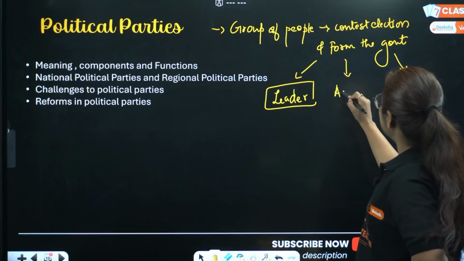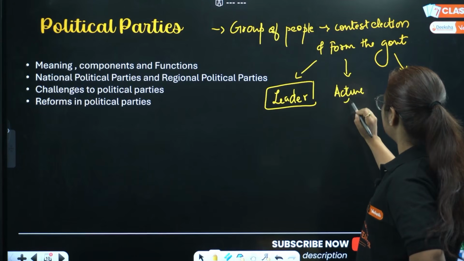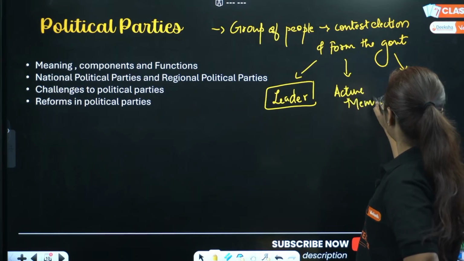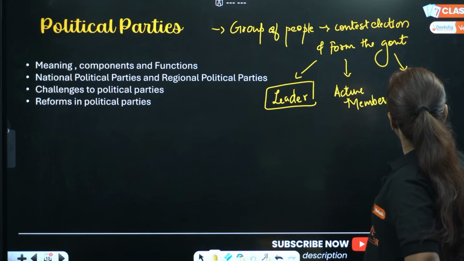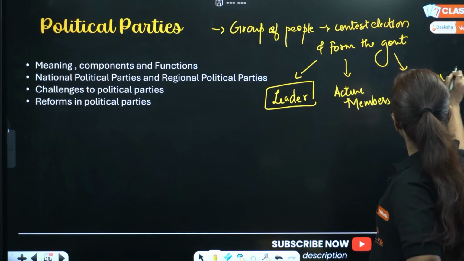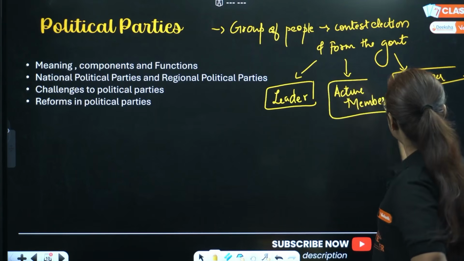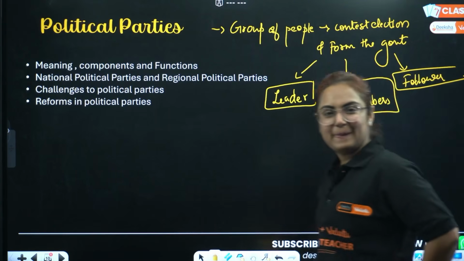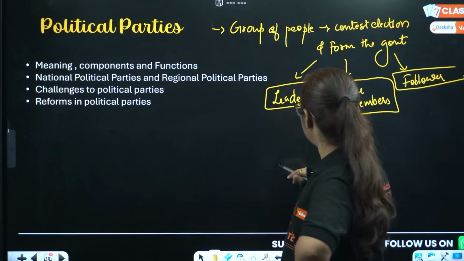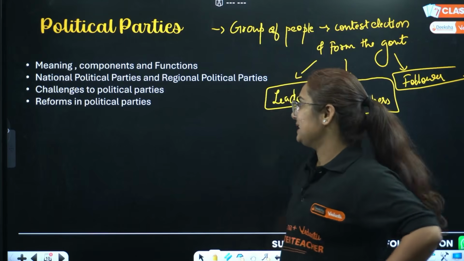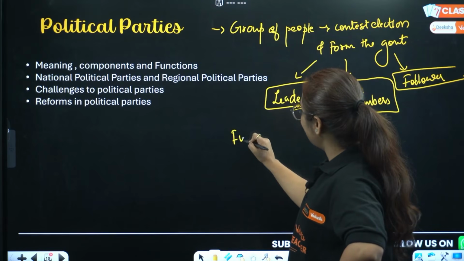So the next is active leaders, active members, and the followers who are running behind the rallies with their bikes. Do you guys see that? They are the followers. Okay? Active members, karyakarta, basically. So what are the functions of political party?